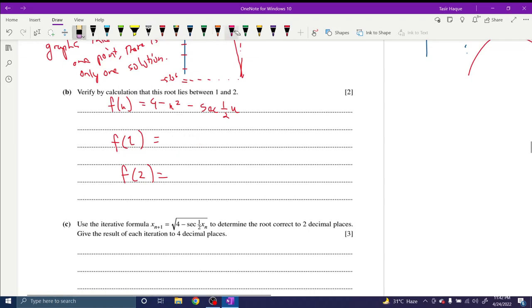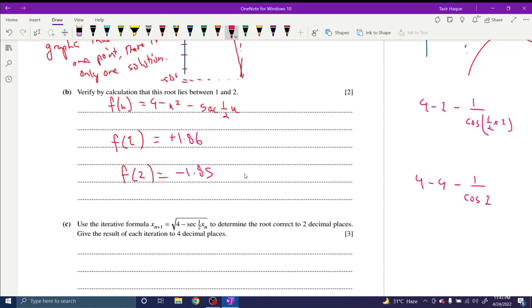Wait, I think I messed up. It's 4 minus 1 minus 1 by cos half into 1. It's 1.86 plus 1.86. What about the other one? 4 minus 4 minus 1 by cos 1. Right? Half into 2 is 1. That's minus 1.85.